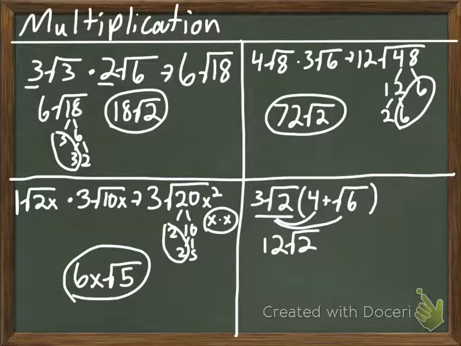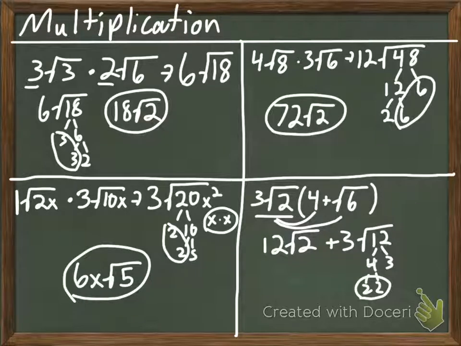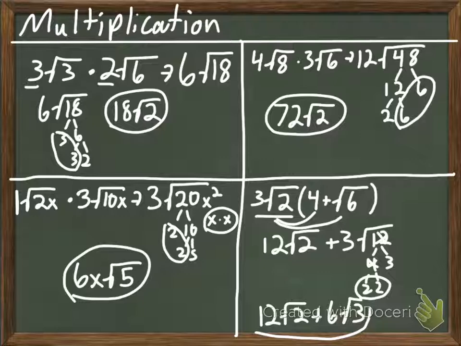That square root of 6 has a 1 in front of it. So 3 times 1 is a positive 3. The square root of 2 times the square root of 6 is the square root of 12. We need to simplify the square root of 12. 4 and 3. 2 and 2. And we get 12 square root 2 plus 6 square root 3. We can't simplify that any further because the square roots are different, and this is addition now.